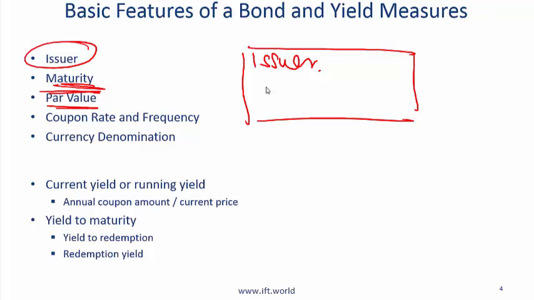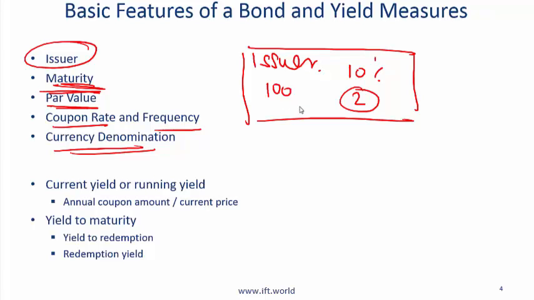Par value, that is typically either 100 or 1000. Par value is important because the coupon rate is calculated as a percentage of par, and the par value is returned at maturity. Coupon rate and frequency. The bond will also specify a coupon rate. So for example, if a coupon rate is specified as 10% and the frequency is 2 times a year, then this means that every 6 months a 5% coupon will be paid. 5% of 100, which will be 5.